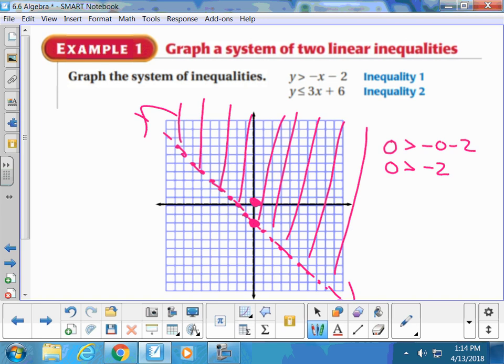Let's go ahead and do inequality number 2. What would the y-intercept be? The 6 right here, right? We're going to go up to 6 and make a big dot, right about there. All right, do you know what the slope would be?